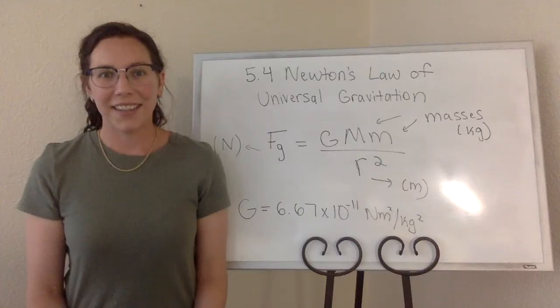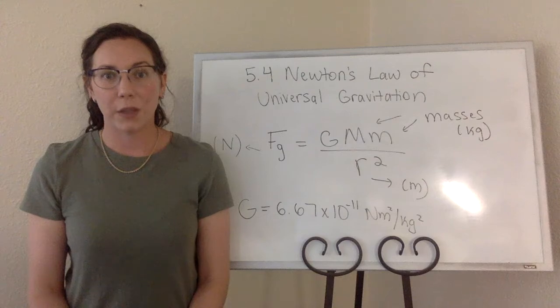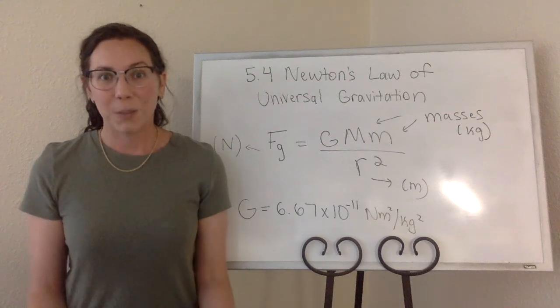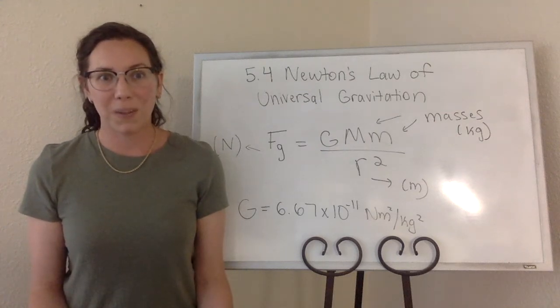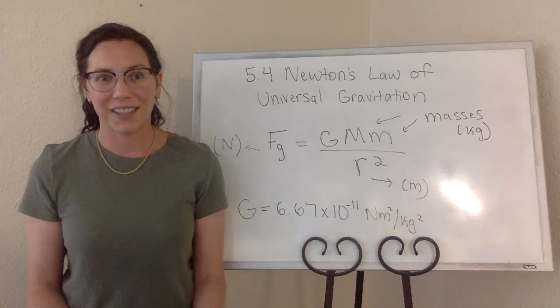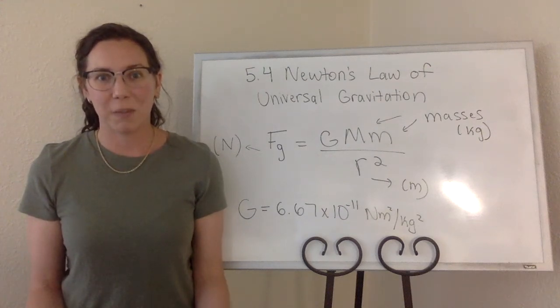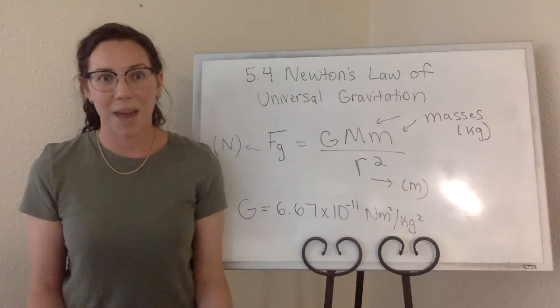Hi everyone! In this section I want to come back to Newton's law of universal gravitation before we go on to looking at gravity in orbits in section 5.5. So we've seen this before, but we focused mostly on how gravity acts on objects near the surface of Earth. Remember that the force of gravity is an attractive force between any two objects that have mass.